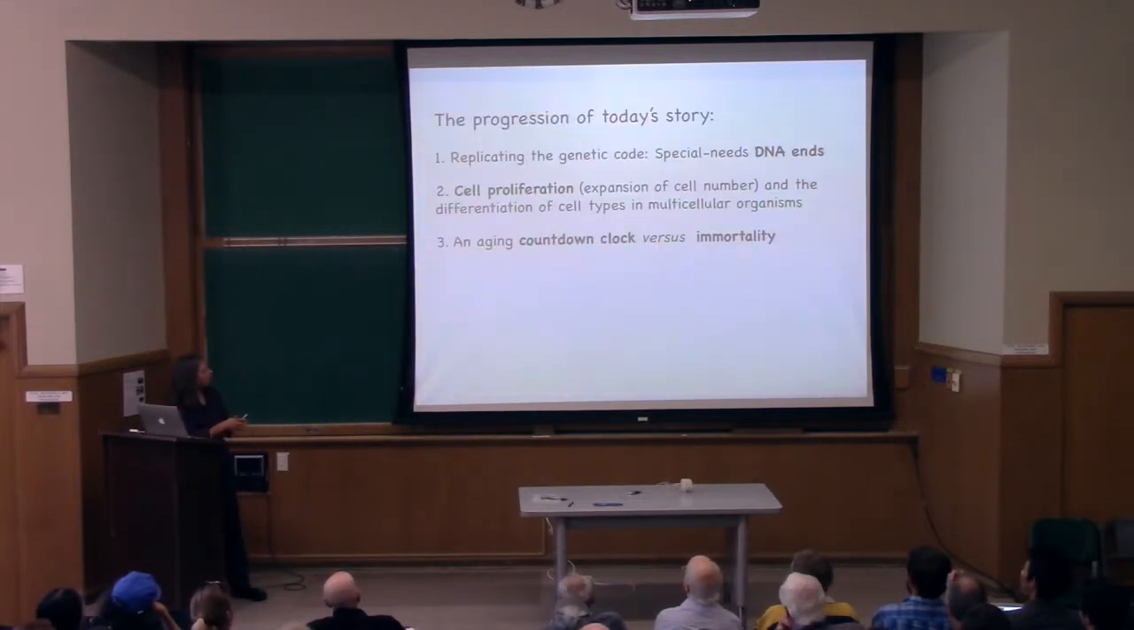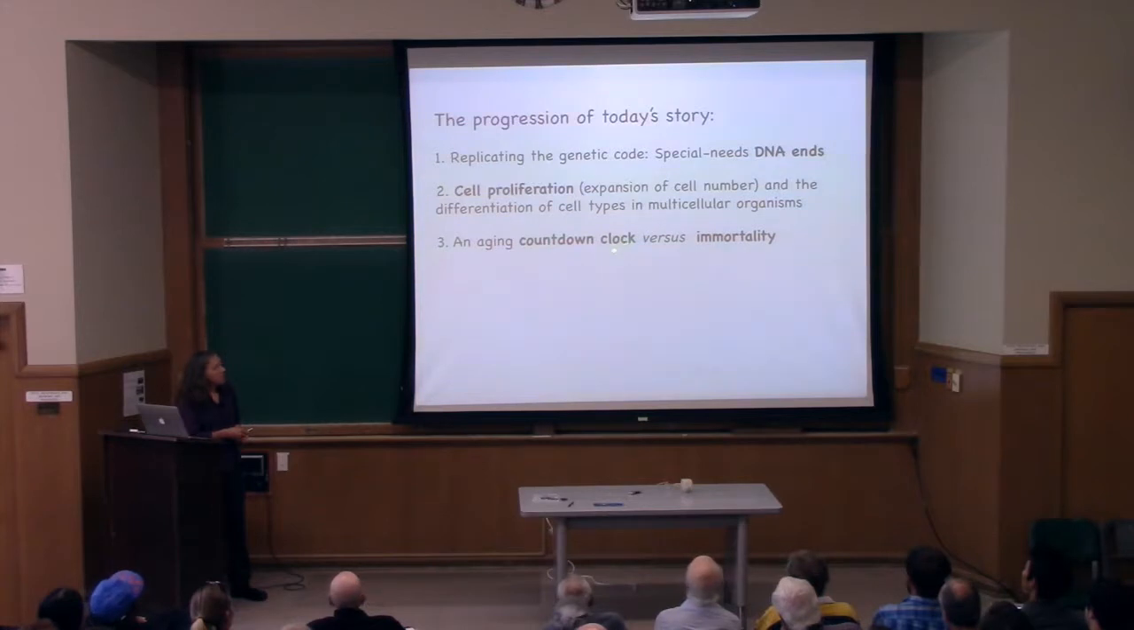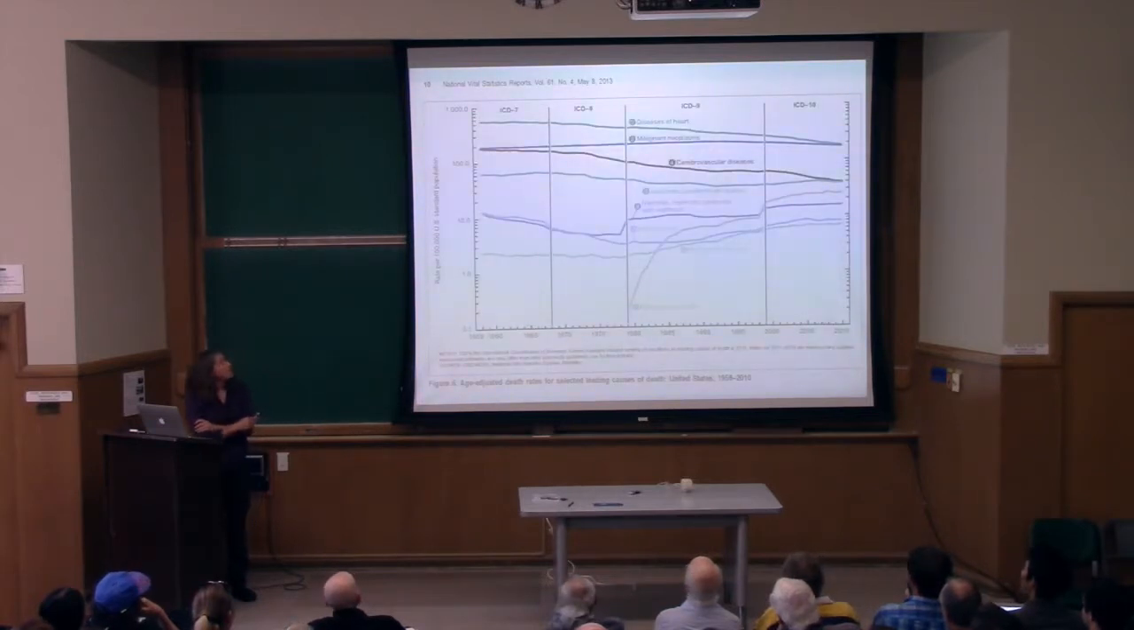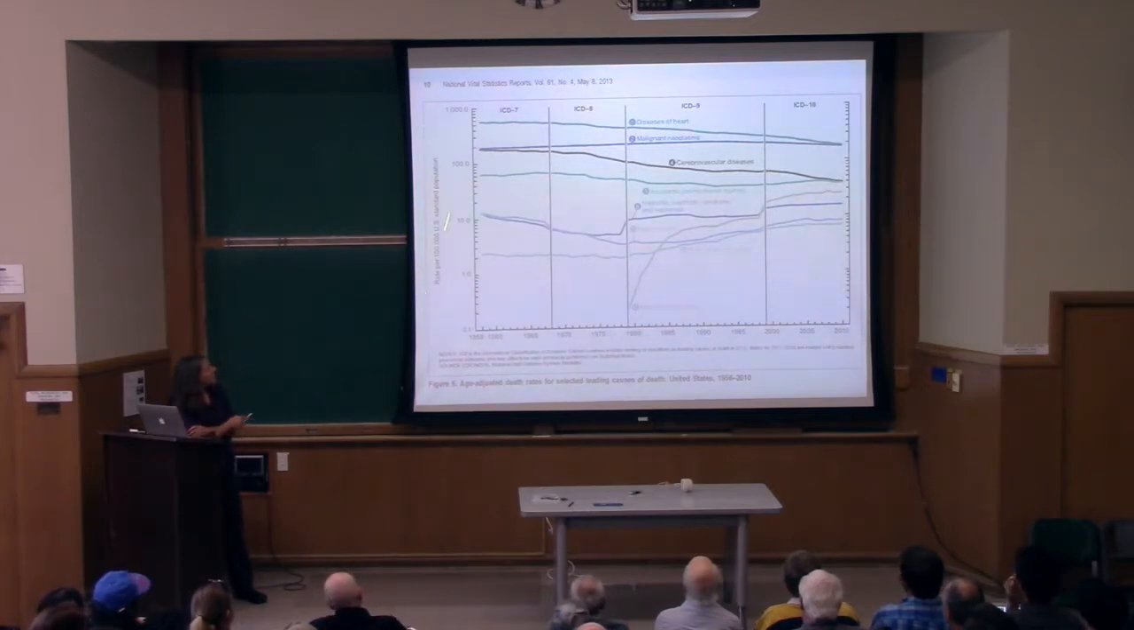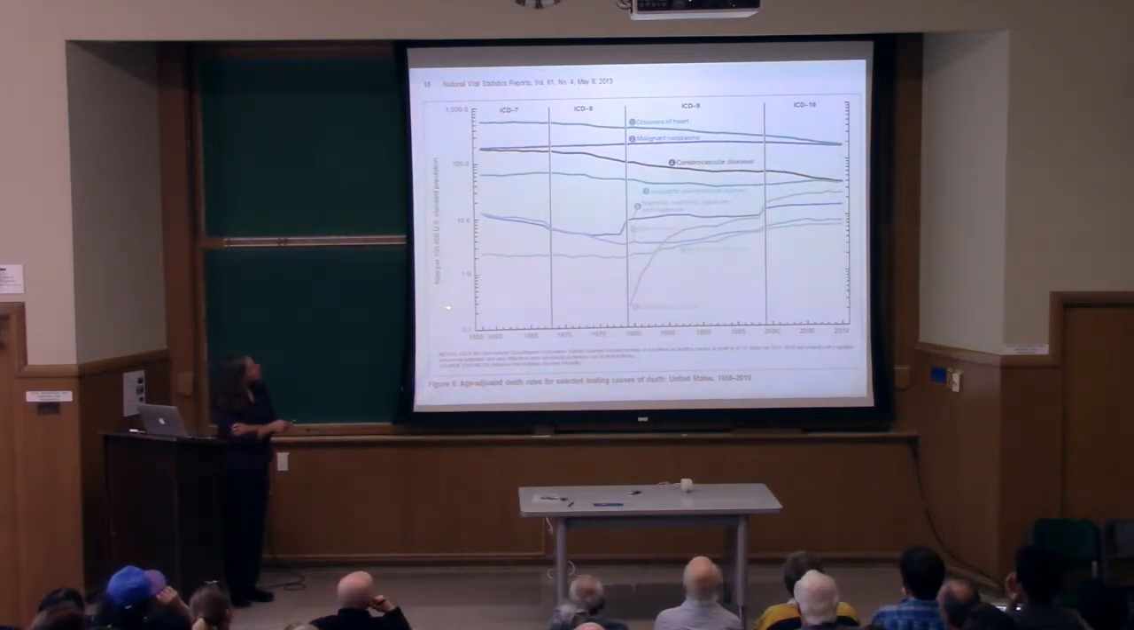So I'm going to come back here now to the end of the story, the progression of today's story. Because this aging countdown clock, we could ask, does it have a function versus an immortality of the somatic cells if they could continue to grow? And the answer that I have to that is in this graph, which I downloaded from the National Vital Statistics Reports from the United States, deaths up to 2010. We're looking at the year here, and basically deaths in the human population in the U.S. from different causes of death.